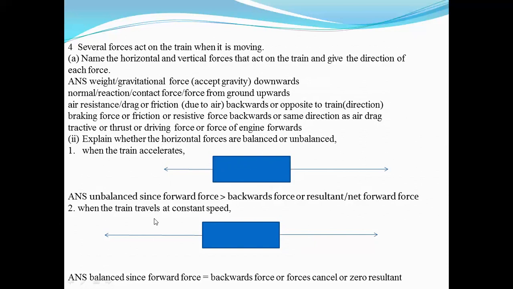Next, when the train travels at constant speed. When the train is traveling at constant speed, the forces acting are balanced. Balanced means the forward force will be equivalent to the backward force. And in that case, the net force, the resultant force, will be 0.